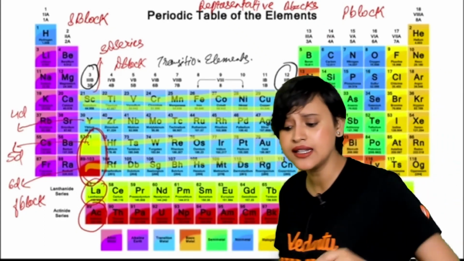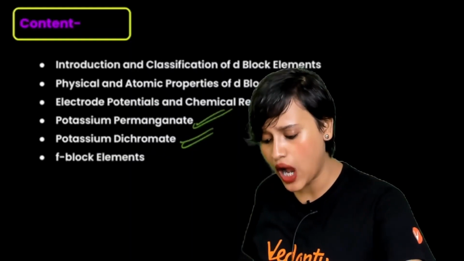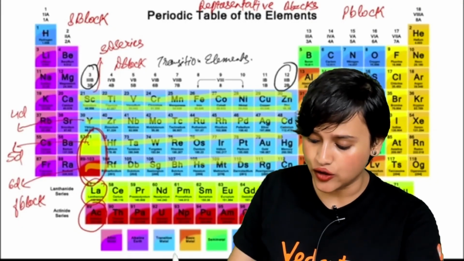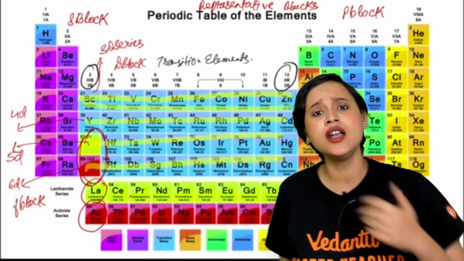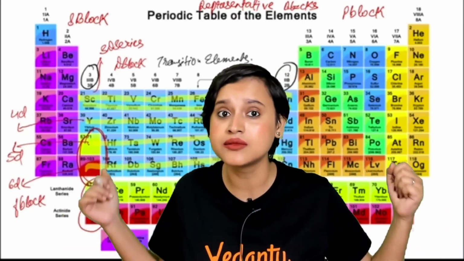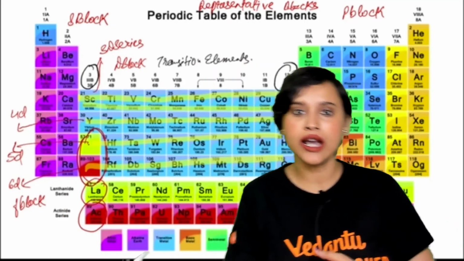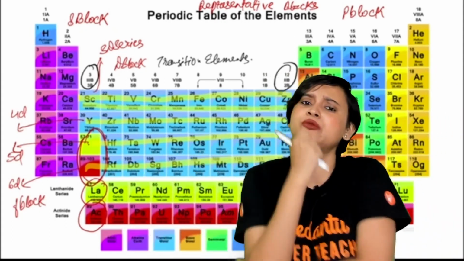Now you might ask, ma'am, but they don't belong to the third period. No, they belong to the 4th period. If I count from hydrogen, hydrogen 1, lithium 2, sodium 3, potassium 4th. They belong to the 4th period. Then why are we calling them 3D series? It should be called 4D series, right? Because they are D block and belong to the 4th period. Why do we call them 3D series?